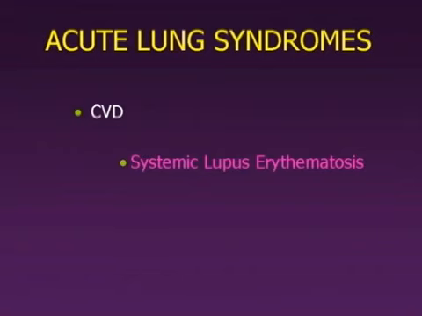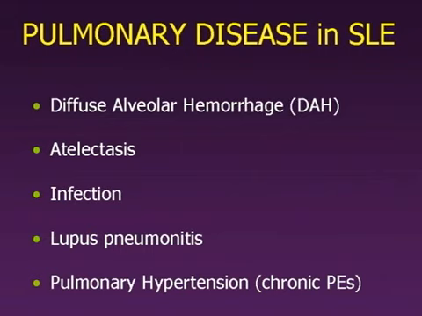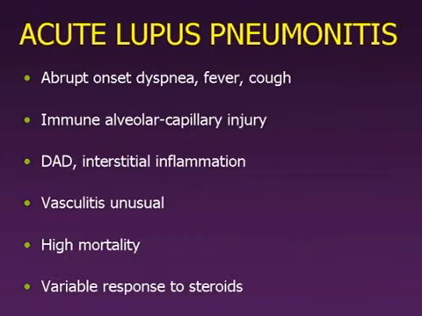Collagen vascular diseases, I'm only going to talk this morning about lupus. There's a spectrum of diseases that can occur in the lungs of a lupus patient, including diffuse alveolar hemorrhage, atelectasis, infection, lupus pneumonitis, and pulmonary hypertension. I'll focus briefly on diffuse alveolar hemorrhage and lupus pneumonitis.